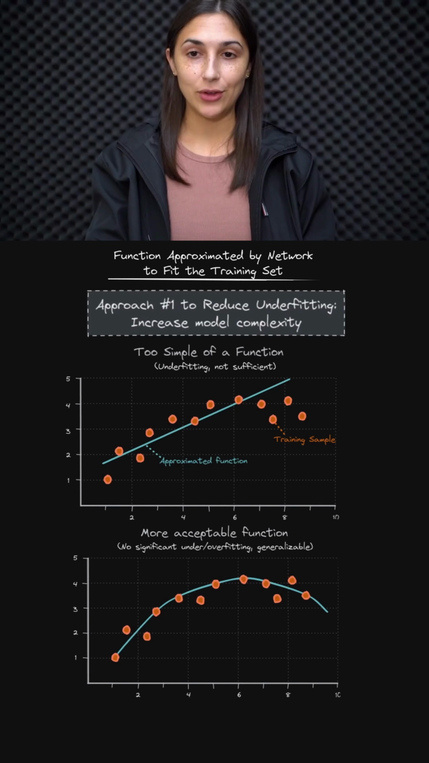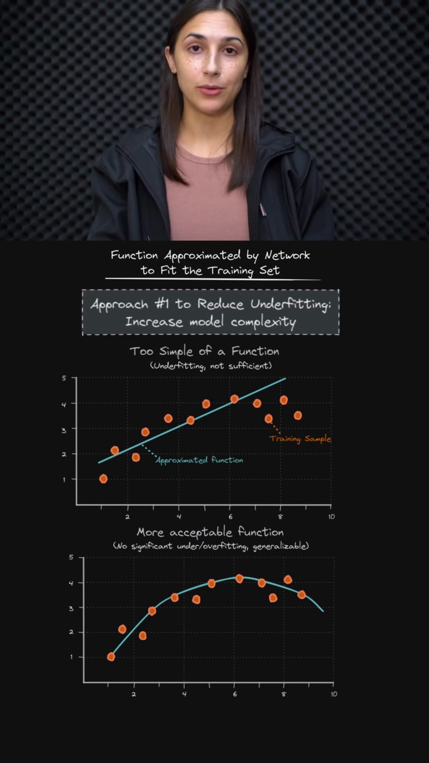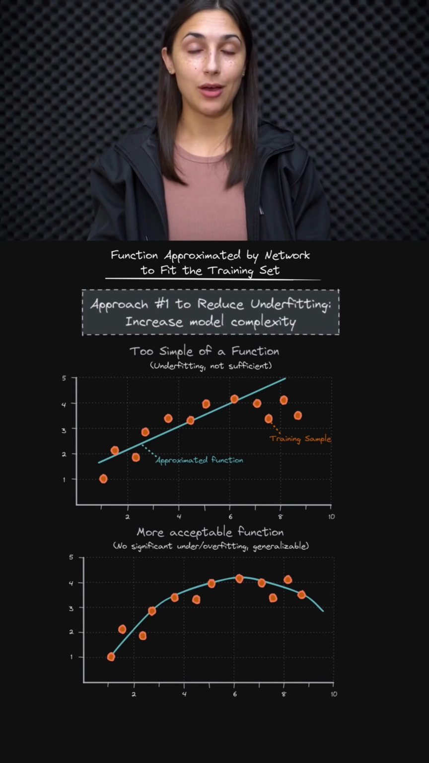One technique that we can use to reduce underfitting is to increase the complexity of our model. Recall, this is the exact opposite approach of what we learned when we learned about overfitting. There, an approach to reduce overfitting was to decrease model complexity, whereas with underfitting, an approach to reduce underfitting is to increase that model complexity.